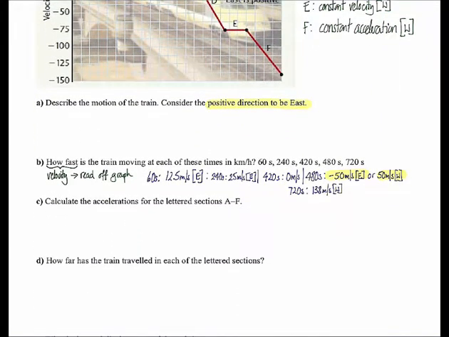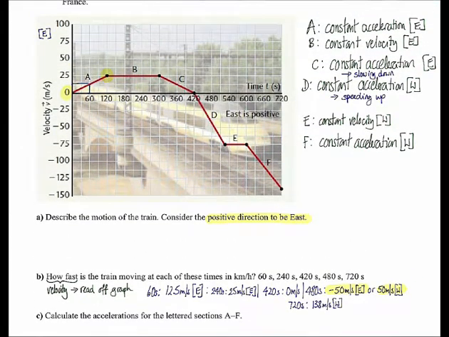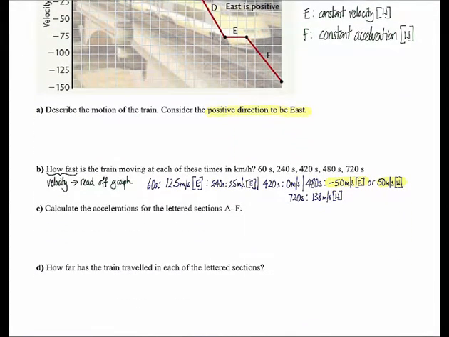So next section is to find the acceleration from each of the lettered sections. The acceleration is the slope. So for each of the sections, all I've got to do is find the slope, and then I can get the acceleration. If I take a look at this first section, section A, the change in velocity, or the rise of that section, is 25 meters per second, and the run is 120 seconds. So if I do rise over run, that will tell me my acceleration.